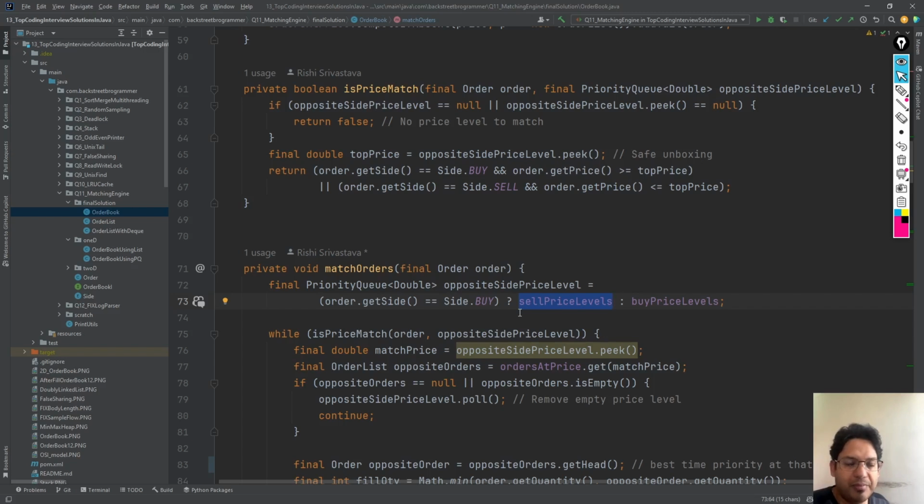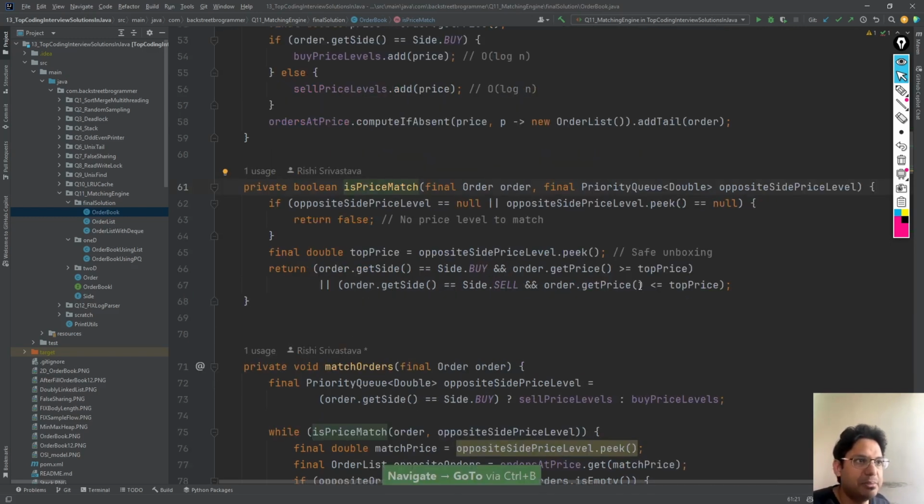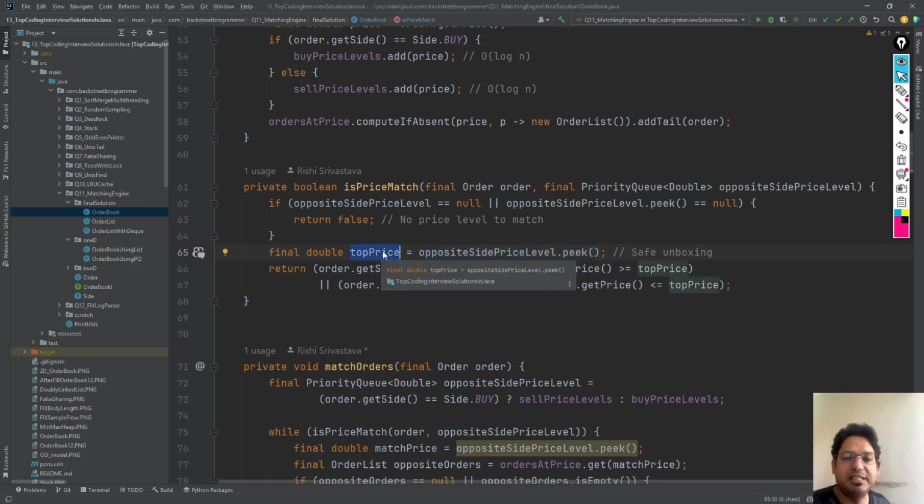So suppose I got a buy order. Now I want to see whether it's a match or not. So first of all I will take the sell price levels, which is our sell priority queue. And if I go to this is price match method, I will see whether we have got any sell orders available or not. And if it is available, we will check the head of it. Because as I mentioned, a peek is O(1) time complexity for a priority queue, constant time. So once we get the top price, which is the minimum sell price that we have available in our priority queue, only then the match is possible.